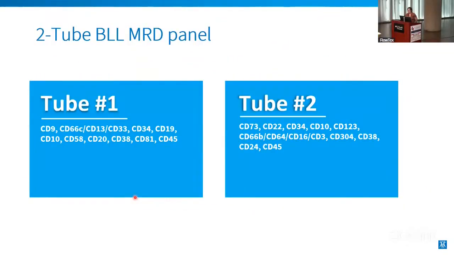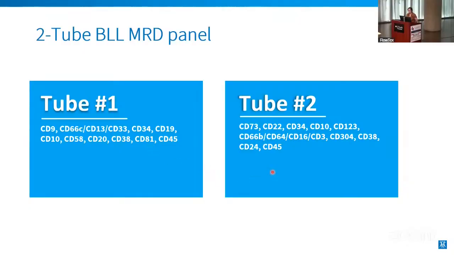So we have not yet converted to spectral. We are still doing 10-color flow on the Navios. So we have a 2-tube B-ALL MRD panel. Tube 1, as you can see, has CD19 to identify B cells. It has CD10, CD34, CD38 to identify hematogones. We have stacked CD66c, 13 and 33 as markers of aberrancy. We have markers like 58 and 81, which will show altered level of expression in abnormal immature B cells.